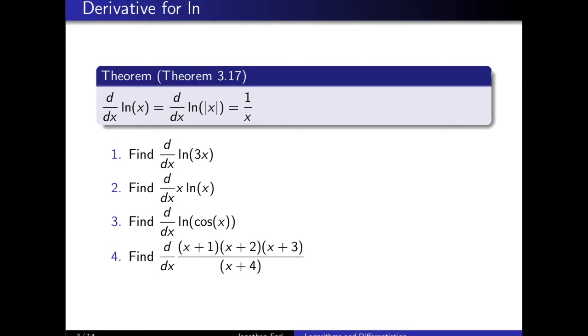Okay, and well, we're interested in derivatives, so we should state what the derivative is for natural logarithm of x, and that is going to be 1 over x, and it's also the derivative of natural logarithm of absolute value of x.